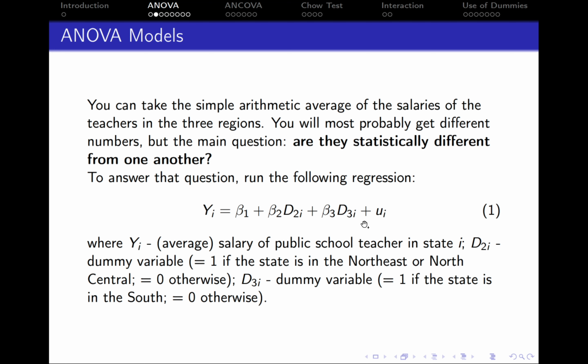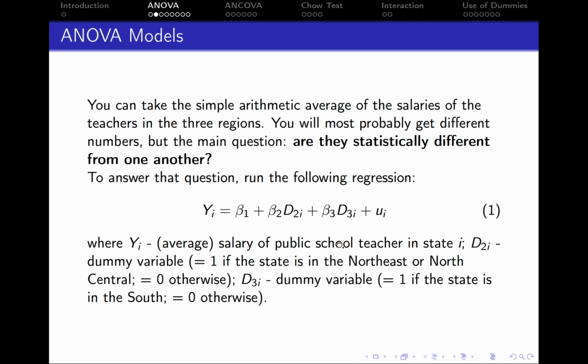d3 is the second dummy variable, and it takes the value of 1 if the state is in the south and 0 otherwise. So if we take the salary of the teacher from the south, we already know that d2 will be equal to 0, while d3 will be equal to 1. If we take the teacher from the north, d2 will be equal to 1. However, now d3 will be equal to 0.